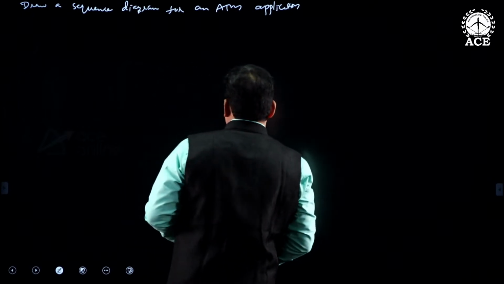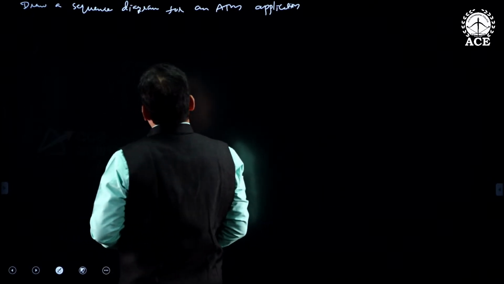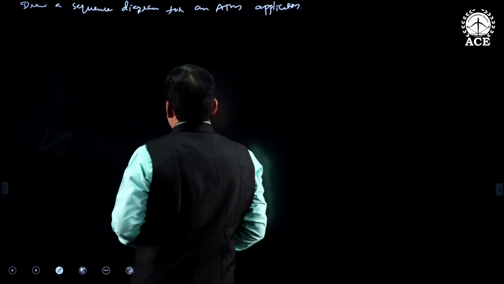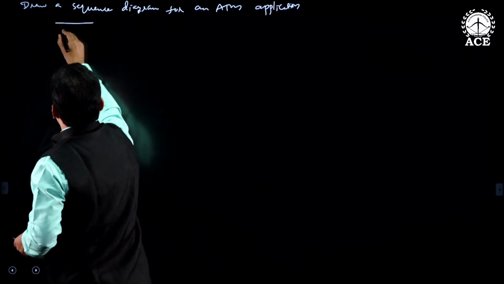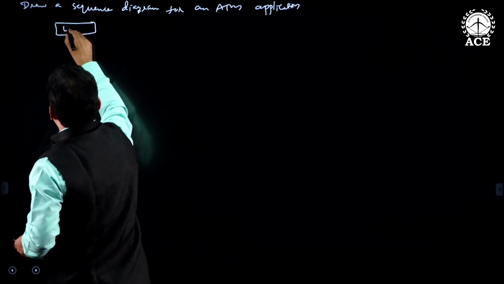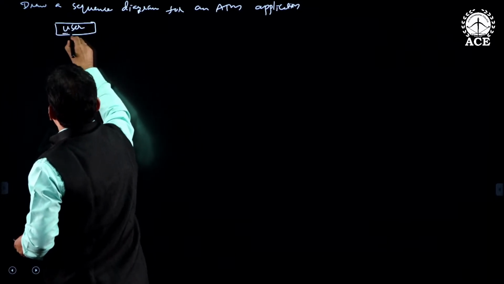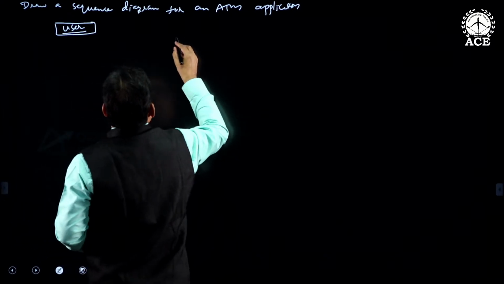Any sequence diagram is a collection of objects. So for an ATM application, what might be the objects here? Let's identify. User is one of the objects. How to represent? Underline, right?